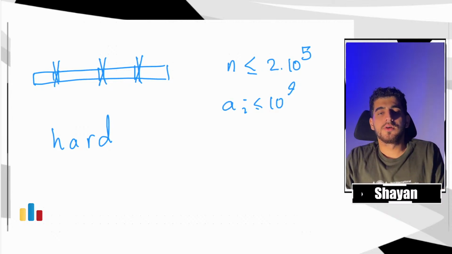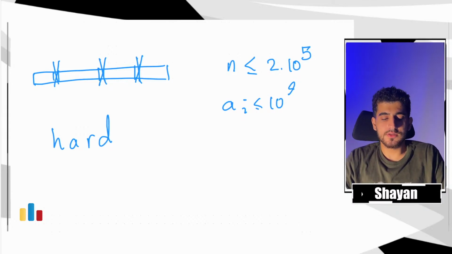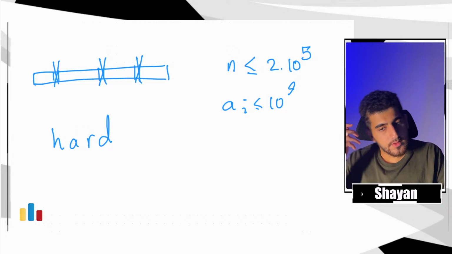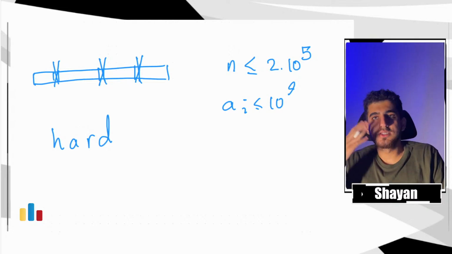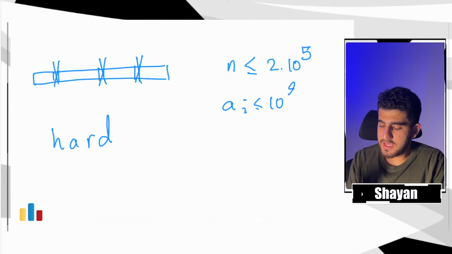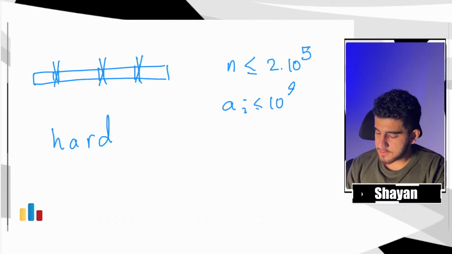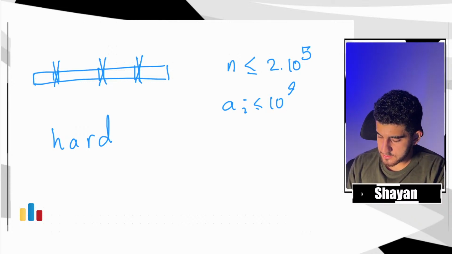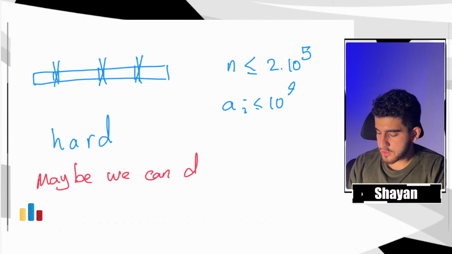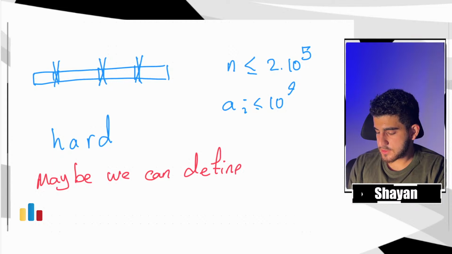So what can we do on this problem? What do you think our DP states can be? Again, maybe we can define several subproblems.